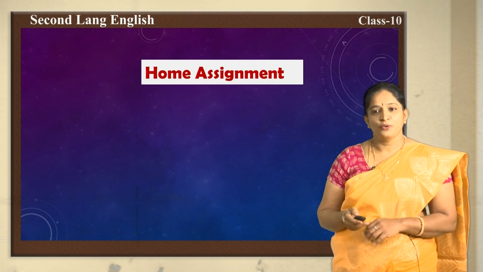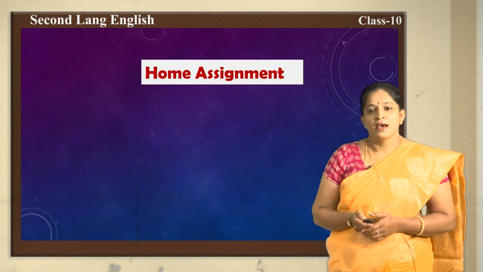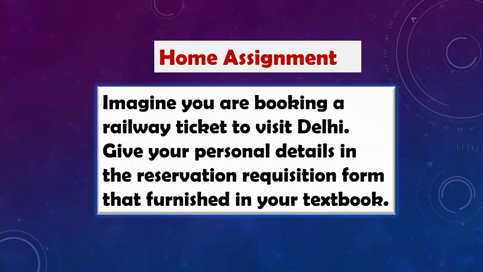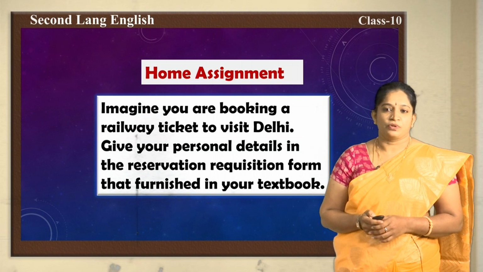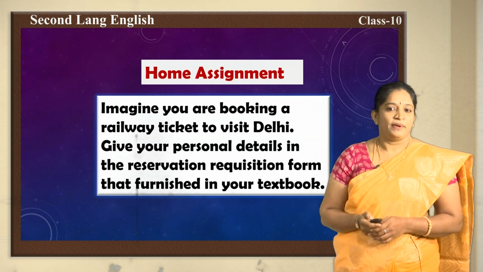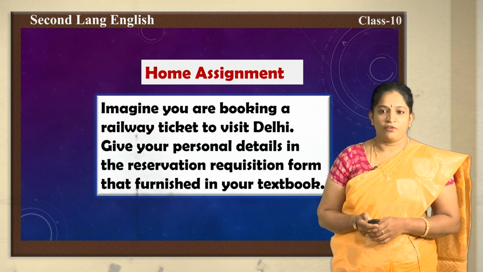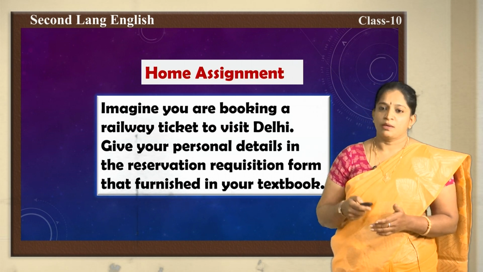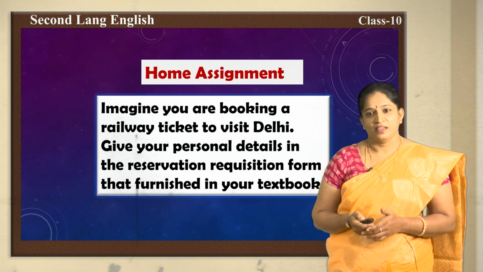Okay children, now we are moving to the next segment, that is home assignment. Here is a very easy assignment I am giving you. In page number 78, it is already given. Imagine you are booking a railway ticket to visit Delhi. Give your personal details in the reservation requisition form furnished in your textbook. You just have a look at page number 78, children. There is a form. You get the xerox of it, fill it thoroughly and submit it to your teacher. Okay.